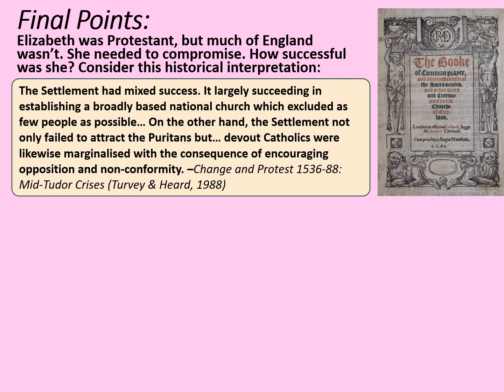The settlement had mixed success. It largely succeeded in establishing a broadly based national church which excluded as few people as possible. On the other hand, the settlement not only failed to attract the Puritans, but devout Catholics were likewise marginalised, with the consequence of encouraging opposition and non-conformity. So that's the refusal to follow the rules of uniformity.